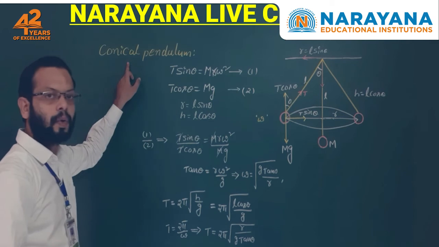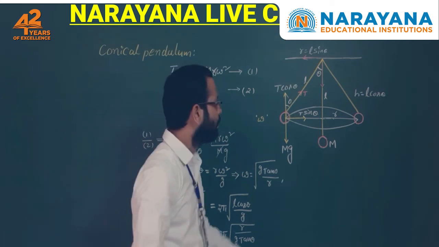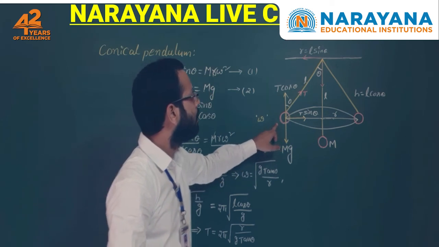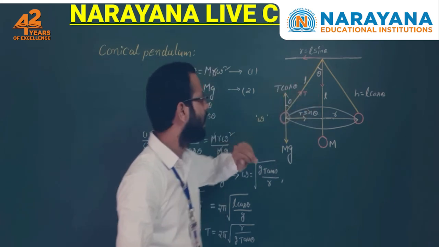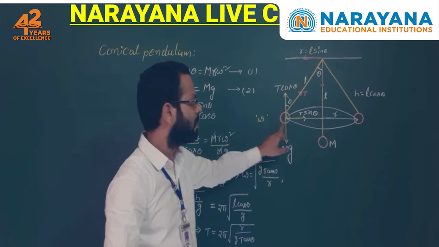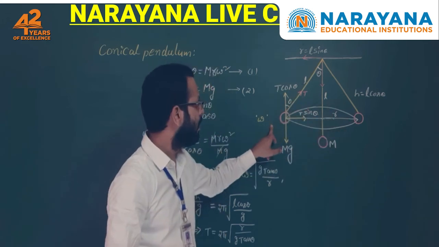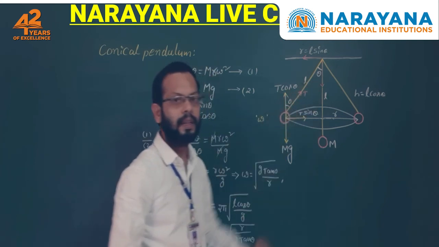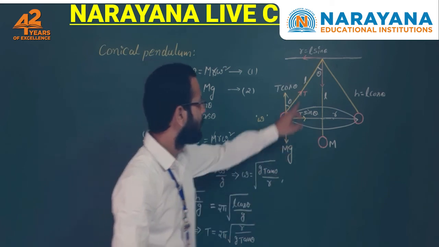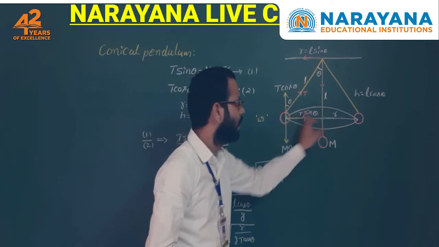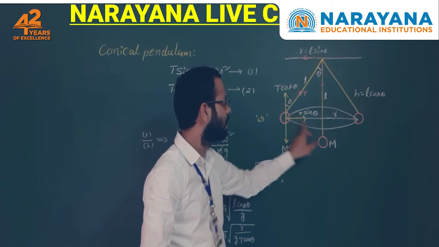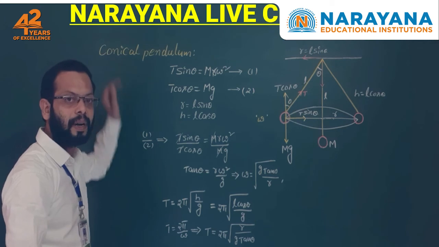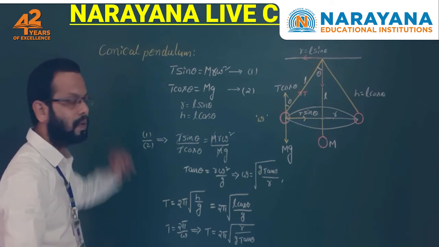So let me repeat. Conical pendulum. If in a simple pendulum the bob is given a horizontal push at a certain angle with the vertical, then this bob describes a horizontal circle with a constant angular speed omega, and the string always makes an angle theta with the vertical, and the string traces the surface of a cone. Such an arrangement is called a conical pendulum.